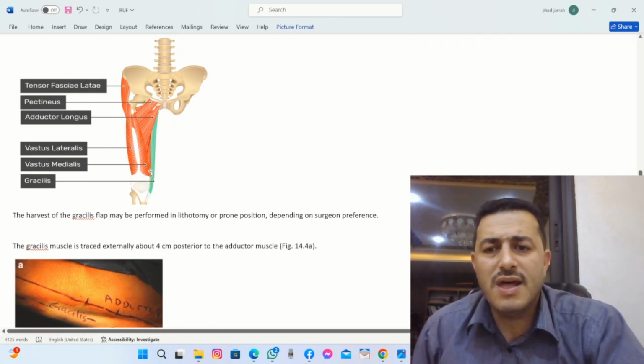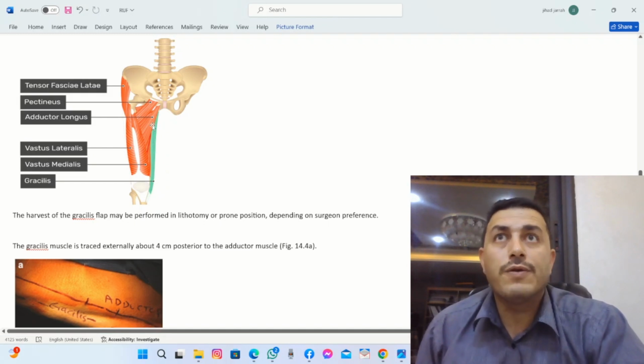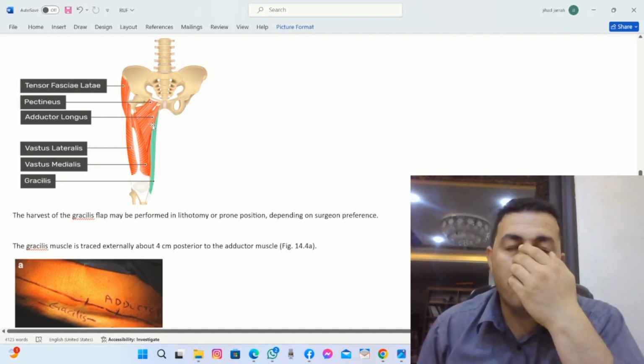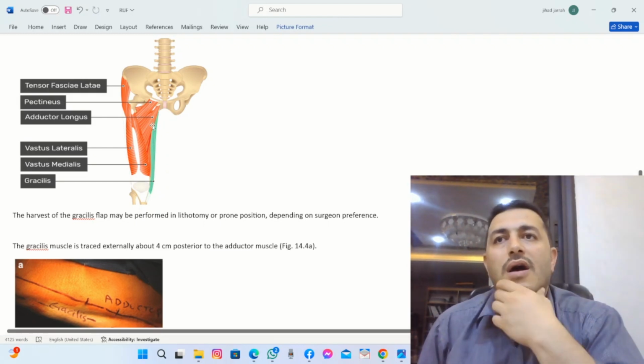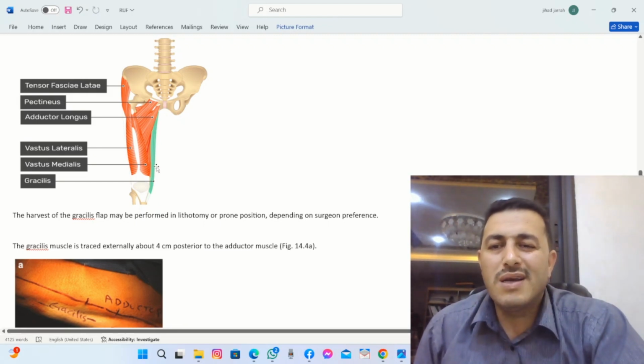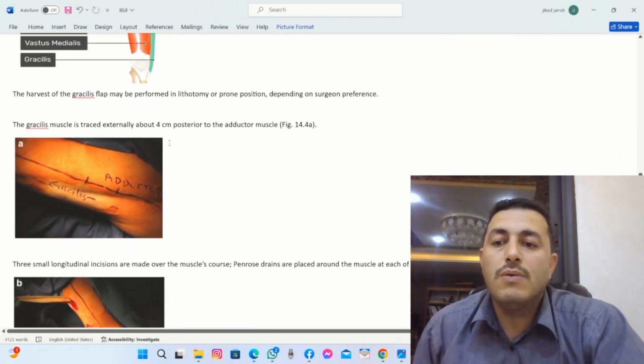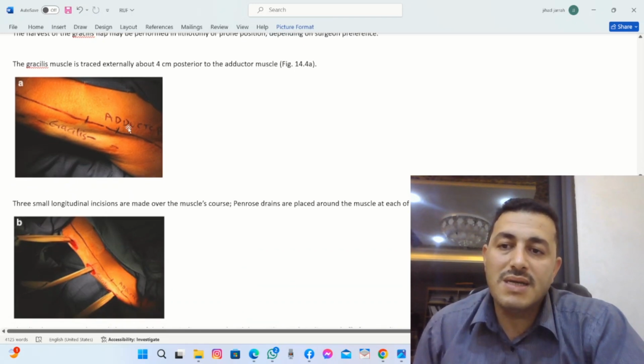You can see that we can use this type of flap for higher, more complex fistulas, and even in many cases we need to cut or tailor this muscle, because it's huge, more than what we want. This is the gracilis muscle. Actually, this is the thigh, this is the adductor muscle.